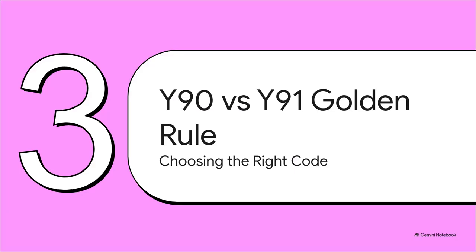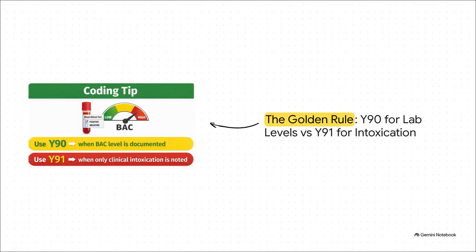Moving on to Section 3, the Y90 versus Y91 golden rule. Listen, if there's a holy grail in alcohol coding, this is it, the golden rule. The path here is totally clear. You use Y90 when you have a cold, hard, objective, quantitative lab BAC level documented right there in the chart. If the lab gives you a specific number, boom, you choose Y90. On the flip side, you use Y91 when there's absolutely no lab value, and the coding is based entirely on the provider's clinical observation of intoxication.